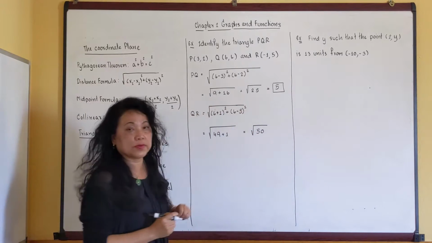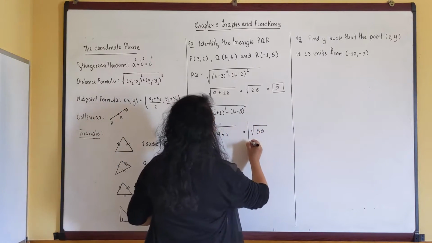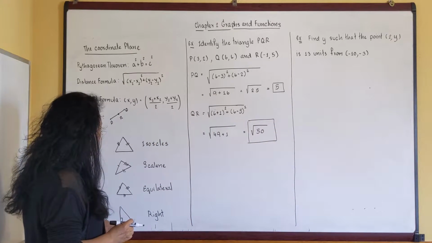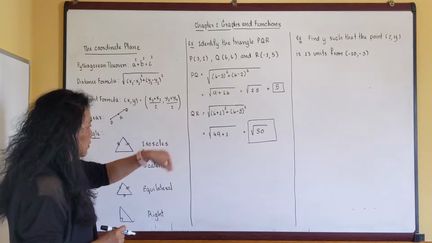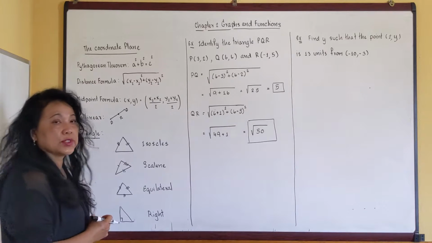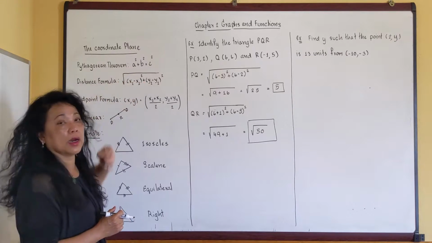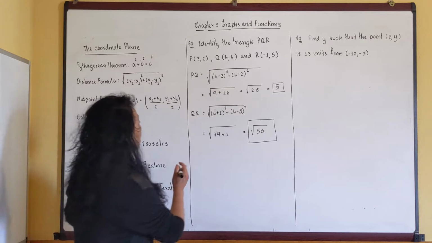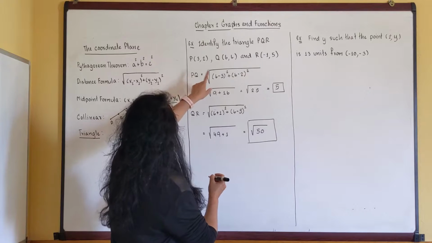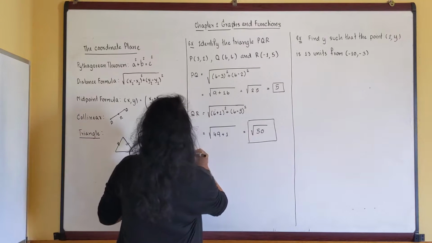Obviously, it's not equal to 5. But let's check one more. If all of them are not equal, you're going to have scalene. If two of them are equal, then you're going to have isosceles. Otherwise, you have to check for a right triangle using the Pythagorean theorem. So let's try. I have PQ, QR, and then PR.